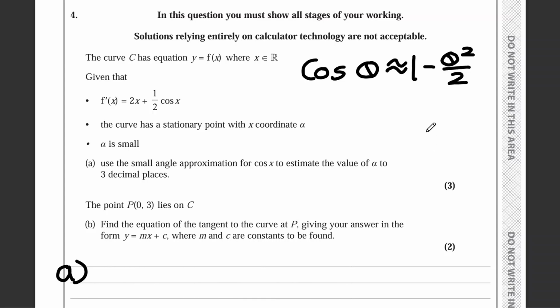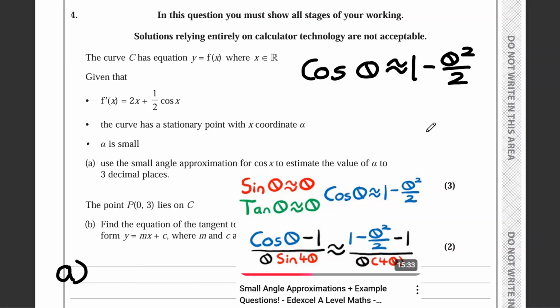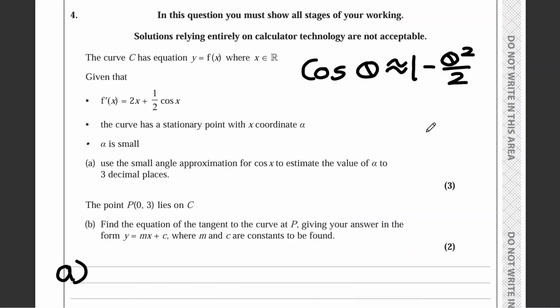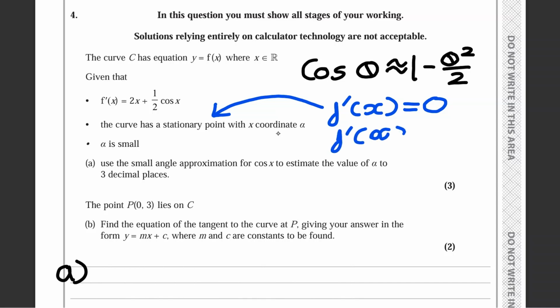So this is obviously a small angle approximation question, which we did a video on. Now there's some key info here that you need to realise. Firstly, we're told that the curve has a stationary point. Now remember, stationary points exist where f dash of x, so the derivative, is equal to 0. And as we're told that this stationary point exists where the x coordinate is alpha, therefore f dash of alpha is equal to 0.